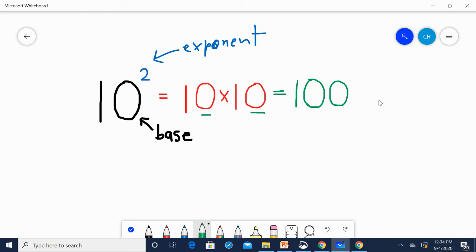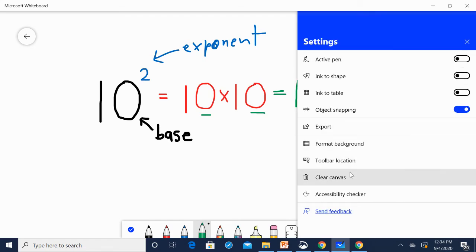And what is our answer? Right, it's 100. So 10 to the second power is also equal to 10 times 10, which is also equal to 100. So when you look at 10 to the second power, you're going to start getting real comfortable with this. Automatically, you say, that equals 100. All right, so let's do another one. Clear my canvas here real quick.